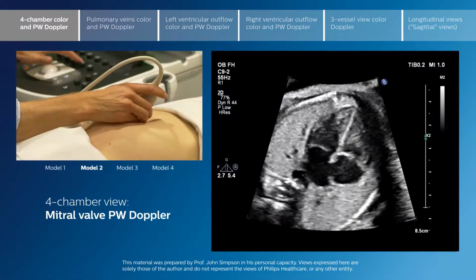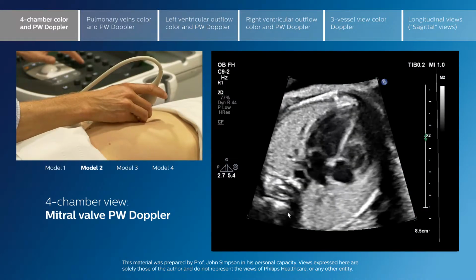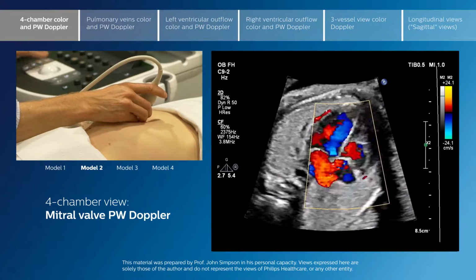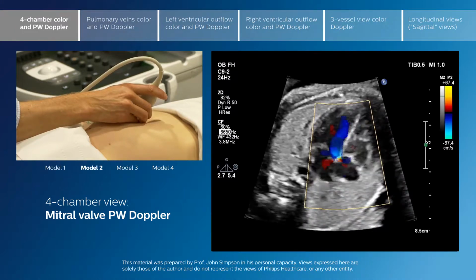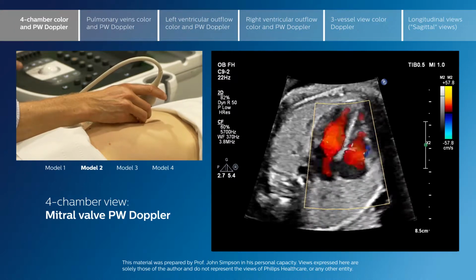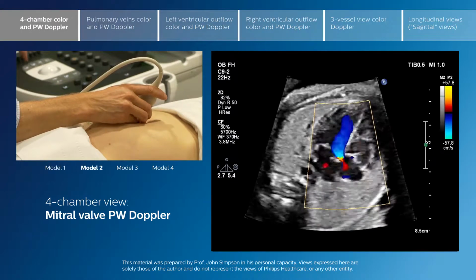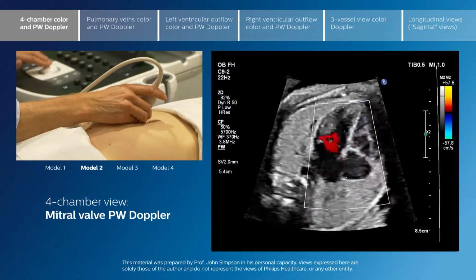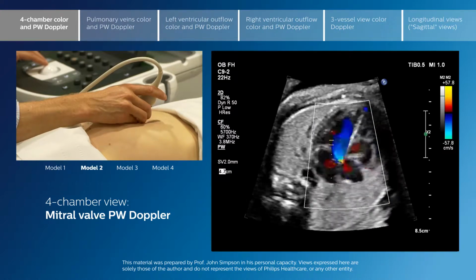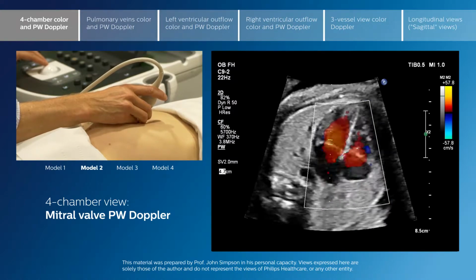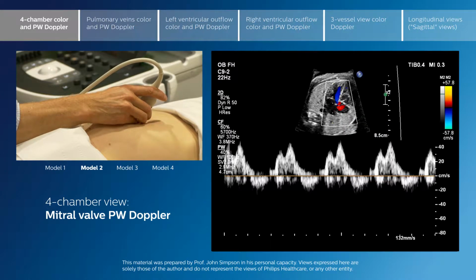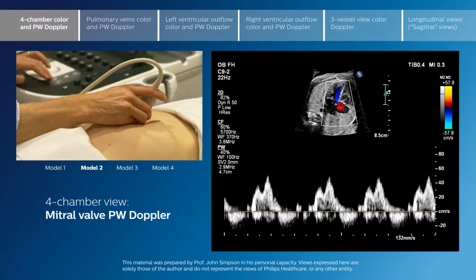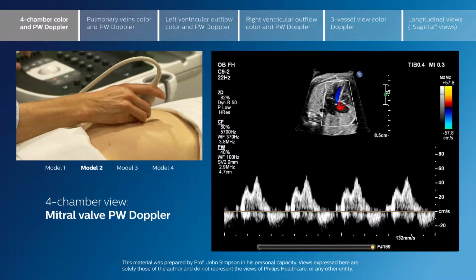And we'll now just apply the standard color, and I'll increase the color scale. So the color scale we should adjust depending on whether we're looking at pulmonary veins or looking at AV valve inflow. Here our color scale is around 60, which is appropriate for interrogating mitral valve inflow. I've placed the cursor just below the mitral valve, and there what we are seeing is the normal biphasic inflow pattern across the mitral valve.